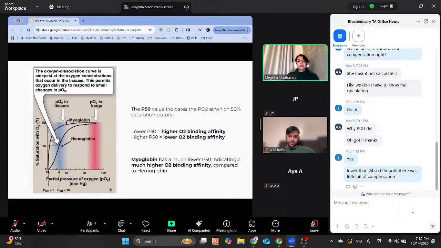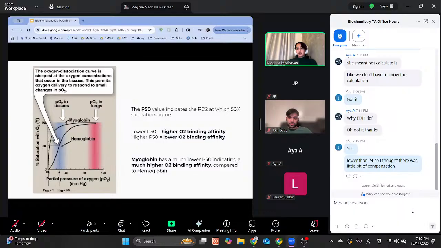Okay, so the P50 can be shifted left or right, correct? Right, based on pH, 2,3-BPG, and a ton of other values. And what you should know is that a lower P50 means that the oxygen is binding more efficiently, whereas a higher P50 means a lower oxygen binding.